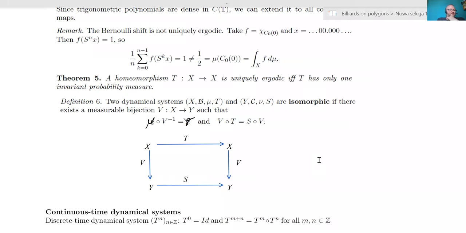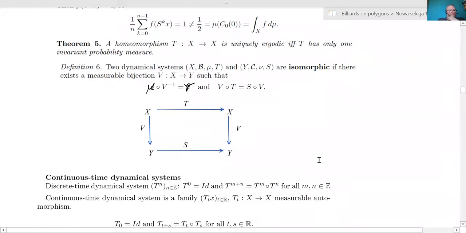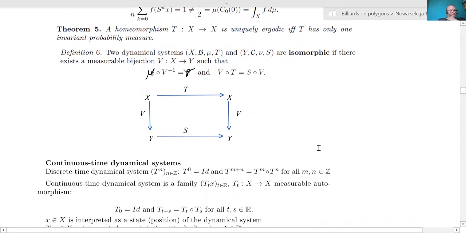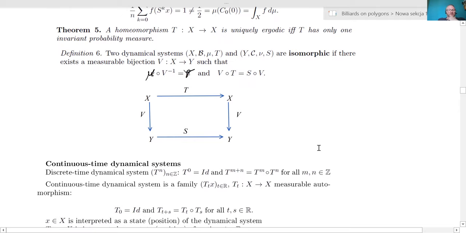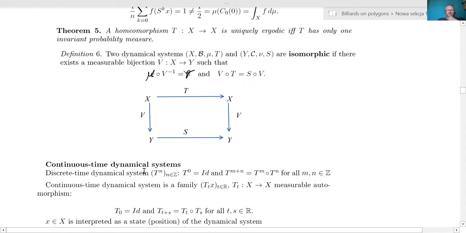Okay, until now I told you about discrete time dynamical systems, but unfortunately or fortunately, from the point of view of dynamical systems, billiards are most often dynamical systems with continuous time. And now I would like to take a moment to discuss such systems. But let's start from a simple observation: a discrete time dynamical system is not only a single map. This is in fact a family of maps parameterized by integers, and the null map is equal to the identity, and the composition of these maps is coherent with the addition of parameters.